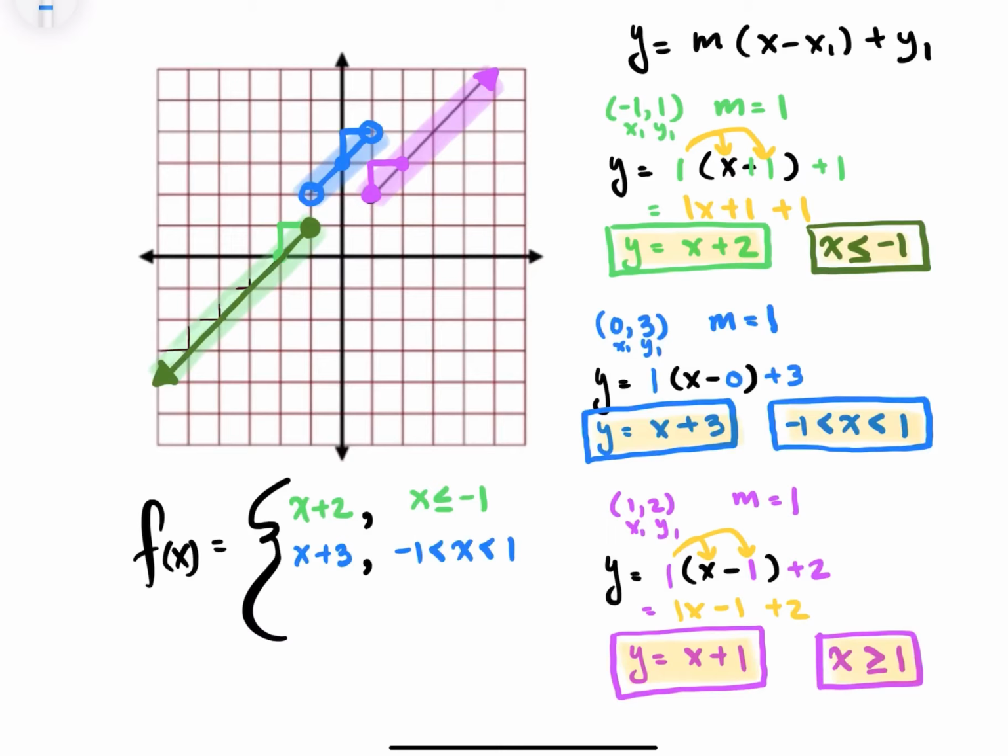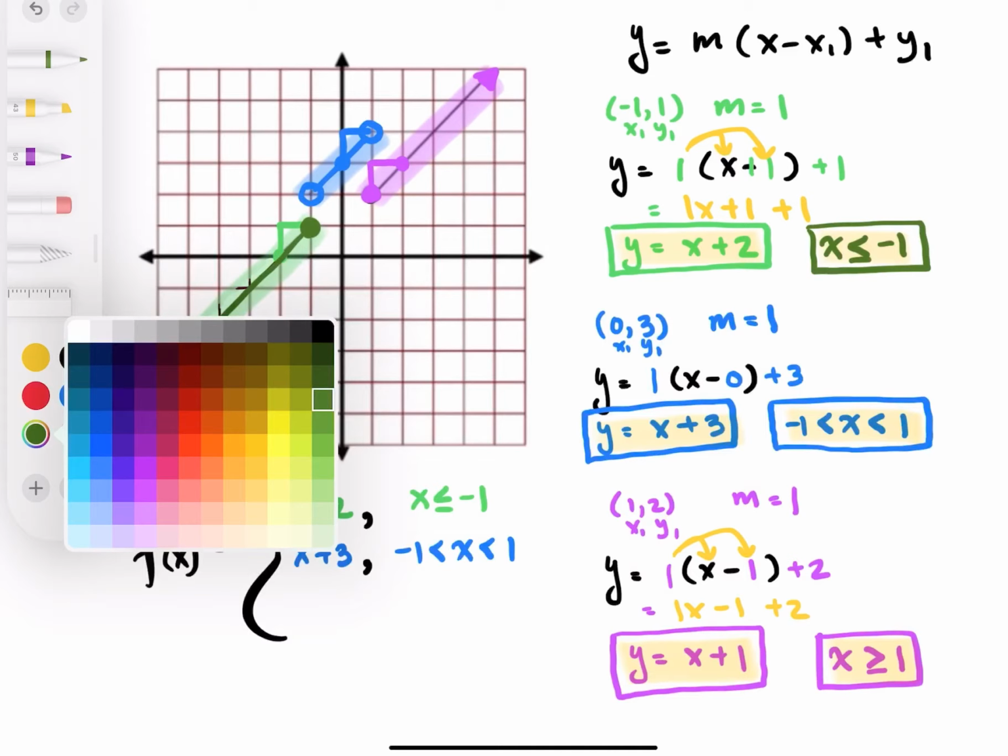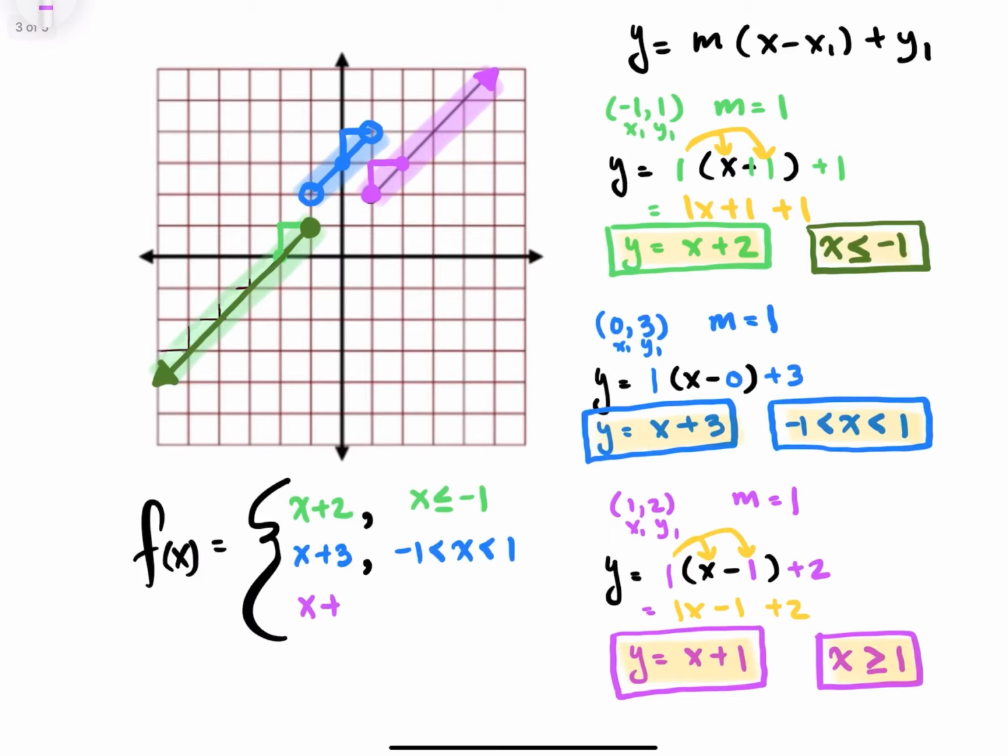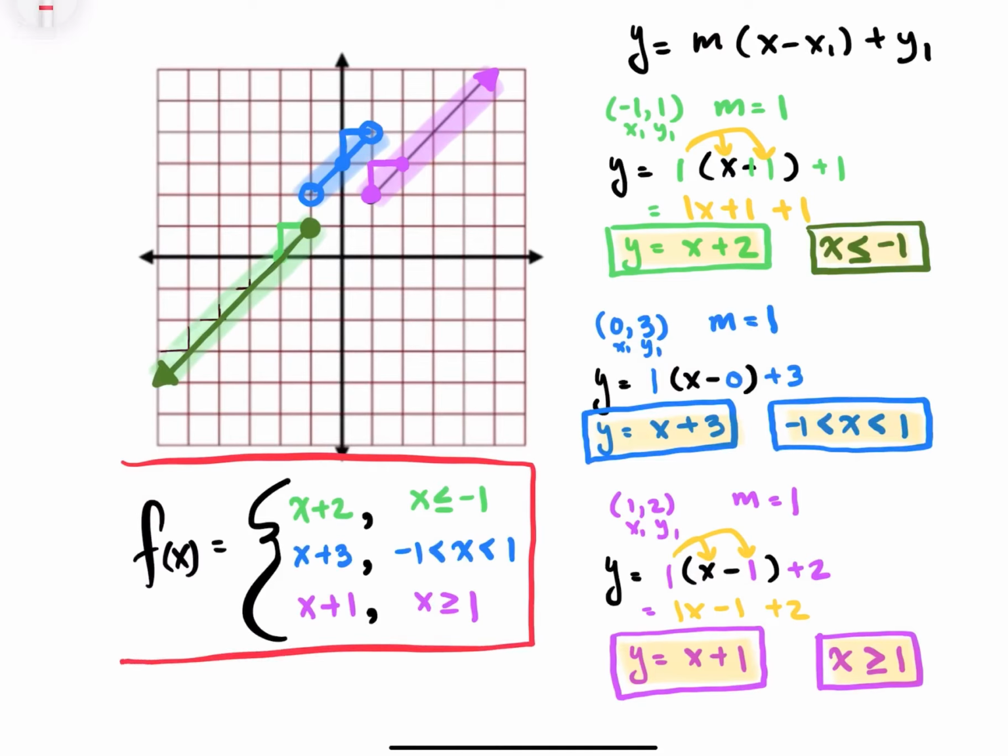And then our final one, which we'll go ahead and do in that pinkish color, or that purplish pinkish color, and that's x plus 1 for the equation. We'll put in the comma, and then we'll put in the constraint, or the inequality, x is greater than or equal to 1. And this right here is the equation of our piecewise function.